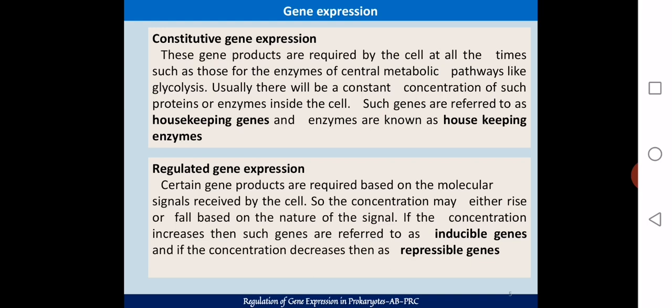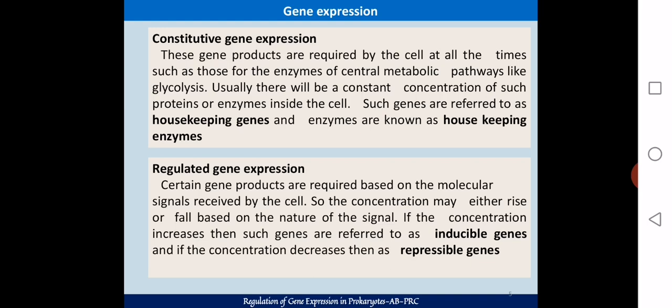At the same time, there will be certain genes which are under regulation. They are called regulated gene expression. So these gene products are required based on the molecular signals received by the cell, right? So the concentration may either rise or fall based on the nature of the signal. At certain times you need a higher concentration of a protein, and at certain other times you need a lower concentration of that protein. So this concentration will be maintained by certain molecular signals.